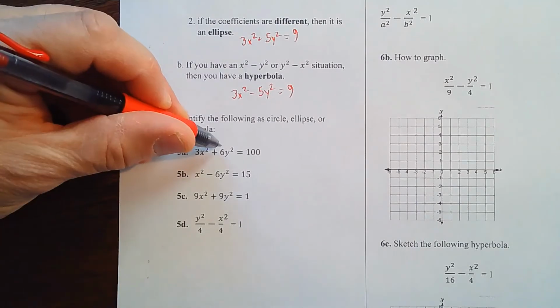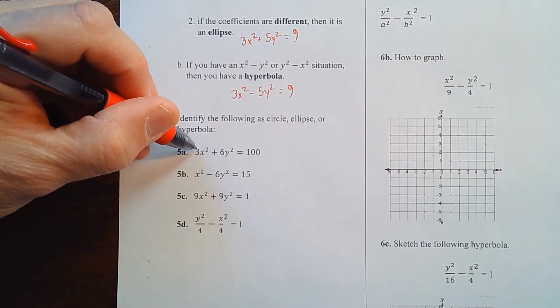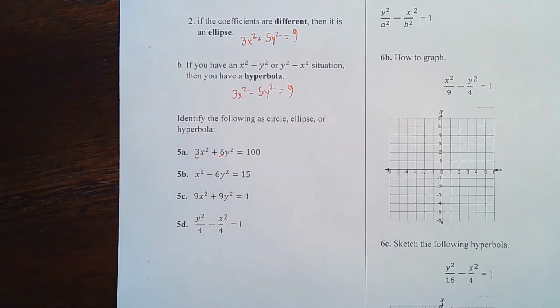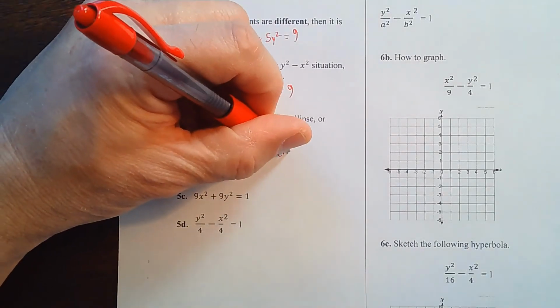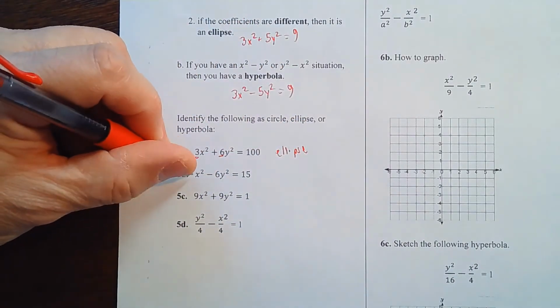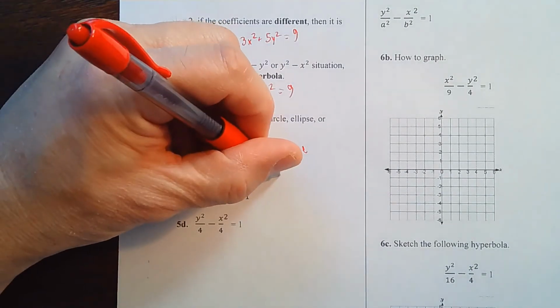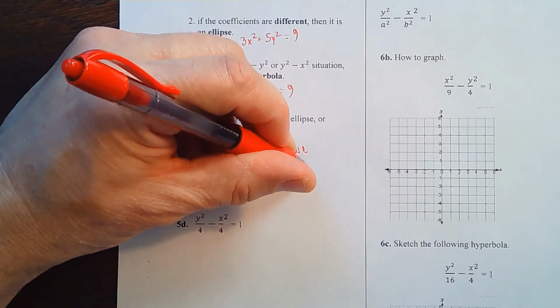You have an x squared plus y squared, but the coefficients, the numbers in front of the x squared and y squared, are different. So that's going to be an ellipse. In 5b, you're subtracting them. Nothing matters except that you're just going to know it's a hyperbola.